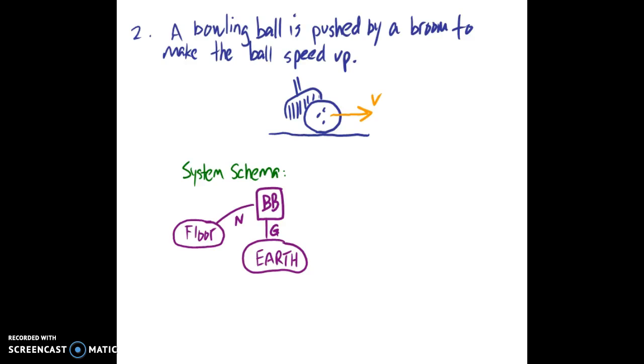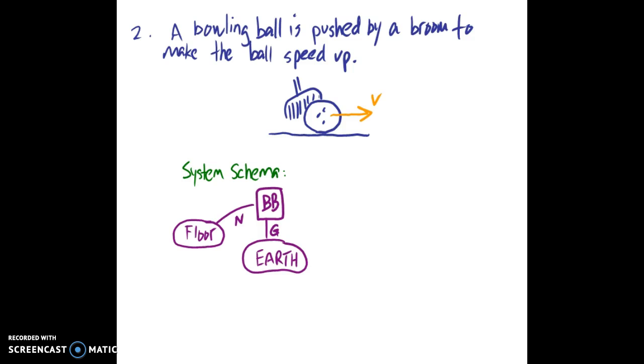Here is the second example in this series. The bowling ball now is being pushed by a broom across the floor. So there's the picture, and the arrow with velocity implies that it's moving to the right, speeding up. System schema is what it was before with the bowling ball at rest on the floor, but there's something different.